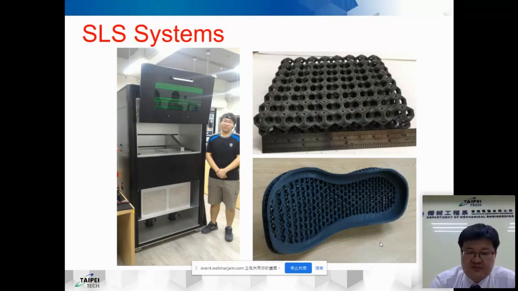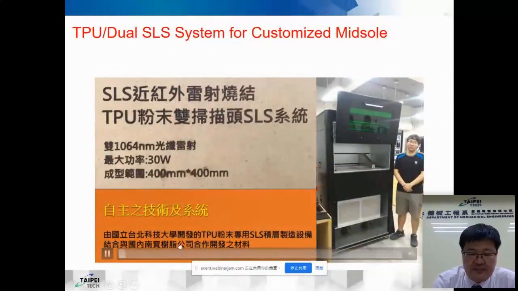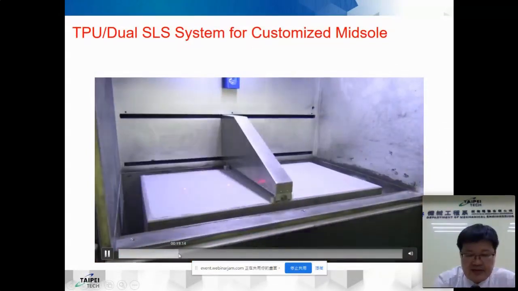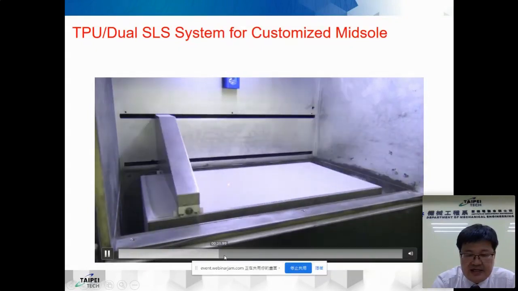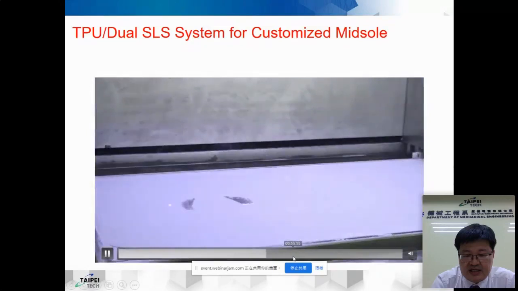And this one is the same as for the missile. That's one of the examples. That's how we can make the missile. That's doing the printing, layer by layer. At the end, that's the printing.